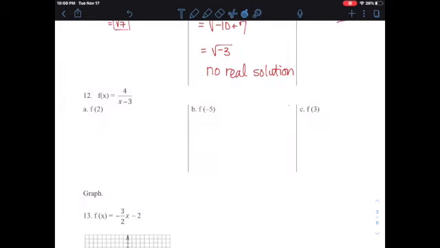I also want you guys to try number 12. And there's a couple little things. When you try number 12, I need to go through it. So pause it. Let's see how far you guys get.